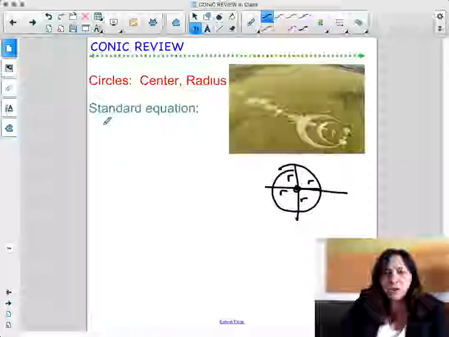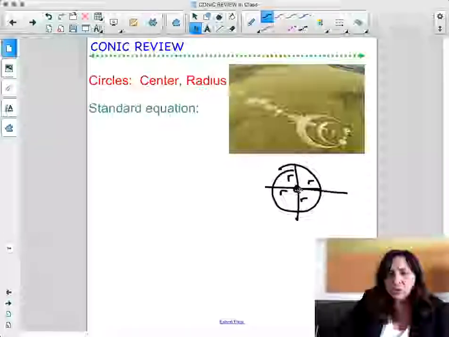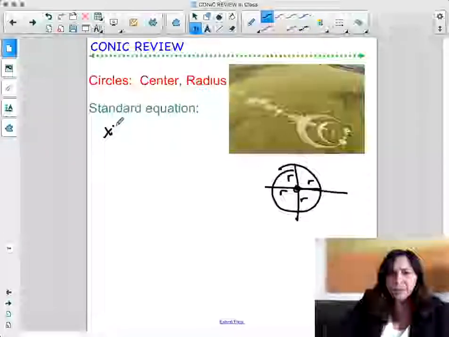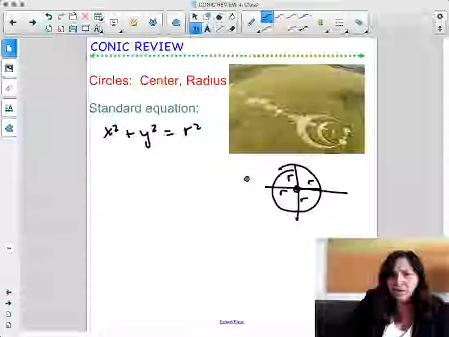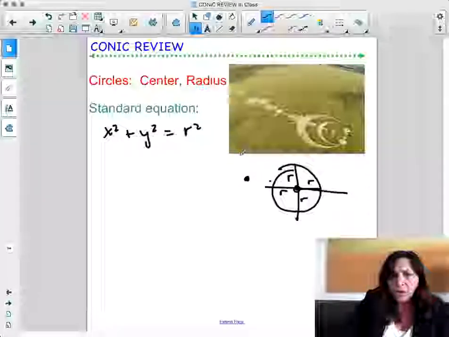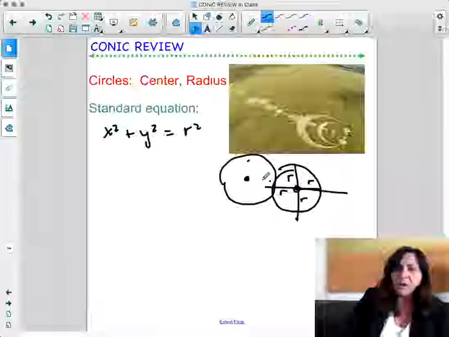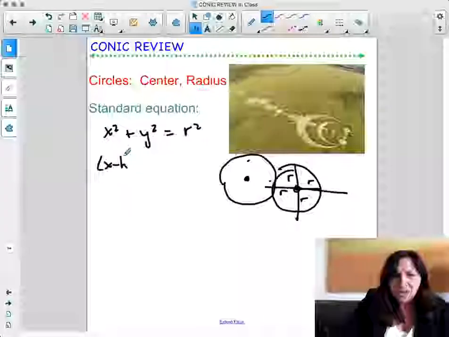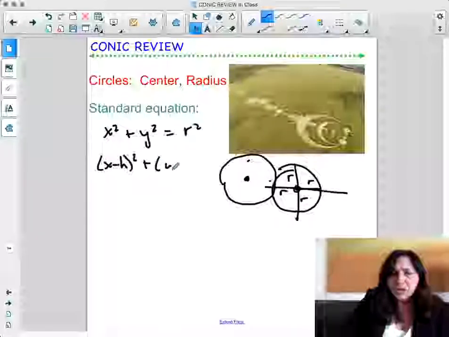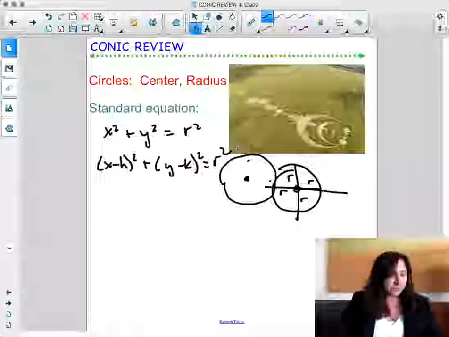So for a circle that has a center at 0, 0, you're just going to have x squared plus y squared is equal to my radius squared. However, if I move my center off and I had another radius, let's say it's 3 all the way around, my circle would then look like this, but it would be off of the center. And we could call that h, k. So x minus h quantity squared plus y minus k quantity squared is equal to my radius squared. Okay?